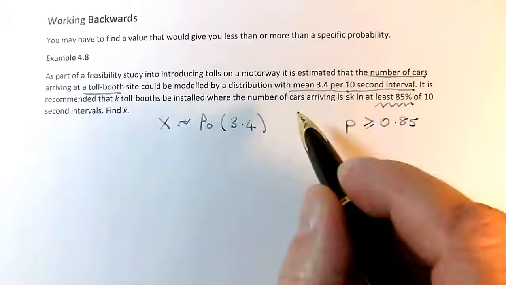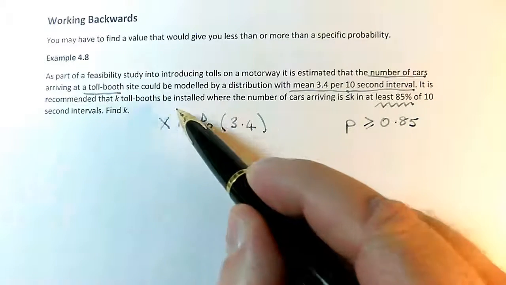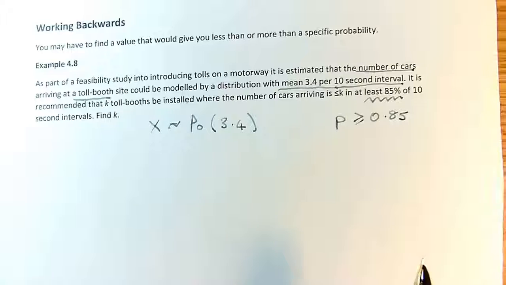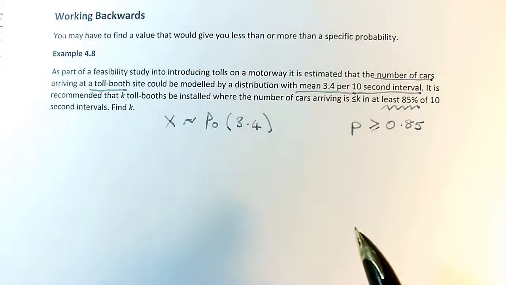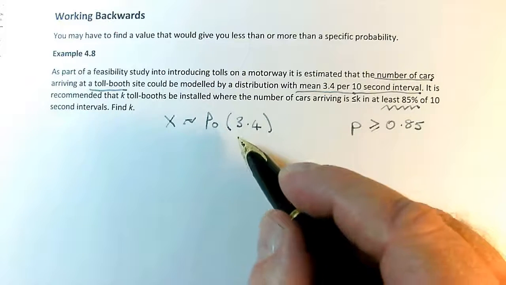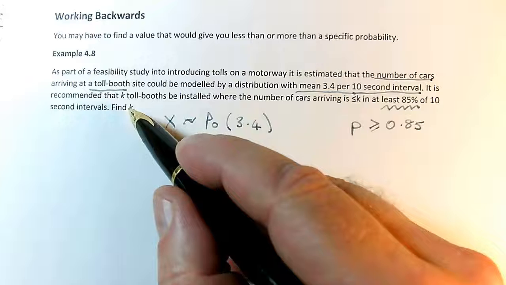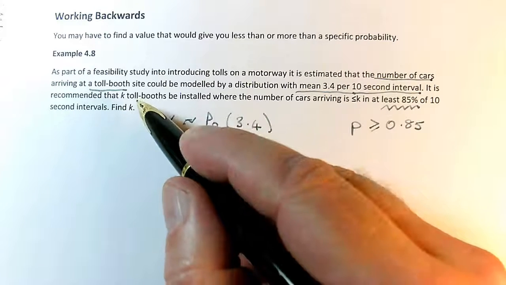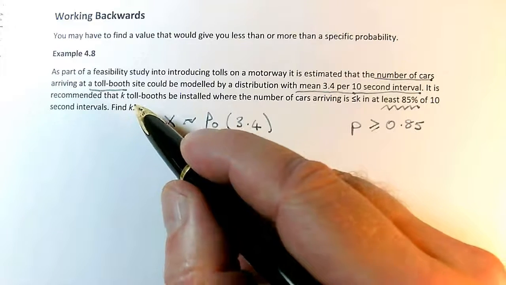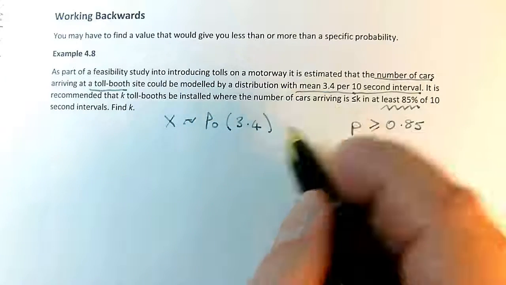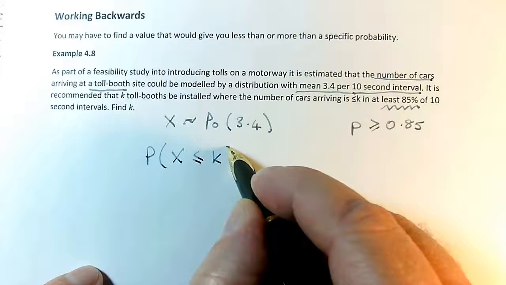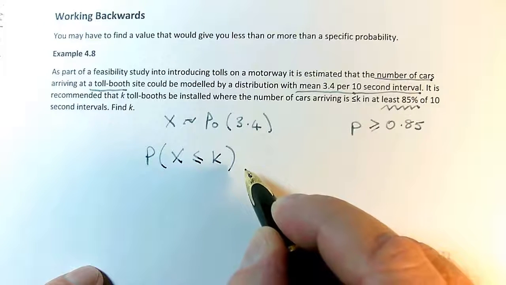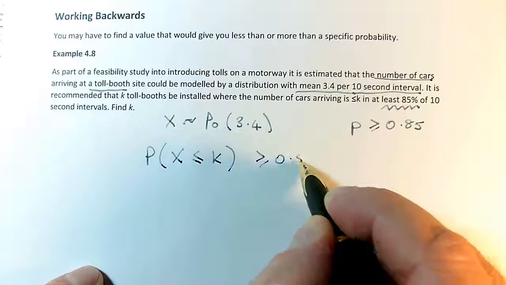Now it's saying that K toll booths are being installed. So this is a bit like the person running out of party bags. We're definitely looking at 10-second intervals. It's just that the number of cars could be anything. Mean is going to be 3.4. There's some number of toll booths, and if I go above that number, then there are going to be cars waiting. So I don't want there to be cars waiting all that often. Therefore, I want the probability of X being less than or equal to K, and that probability has to be at least 0.85.